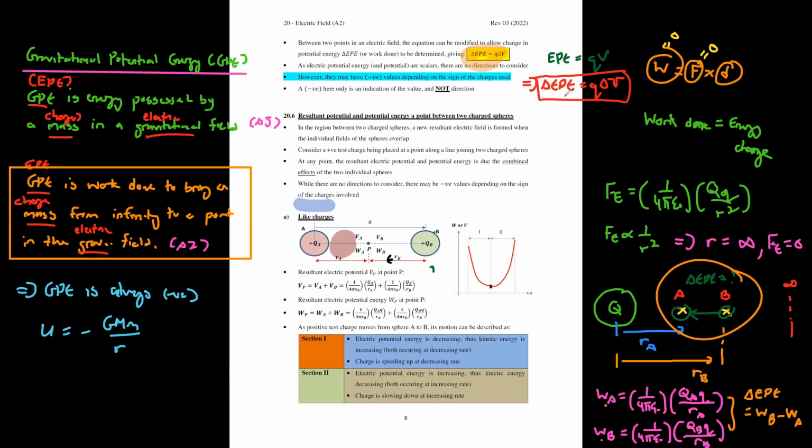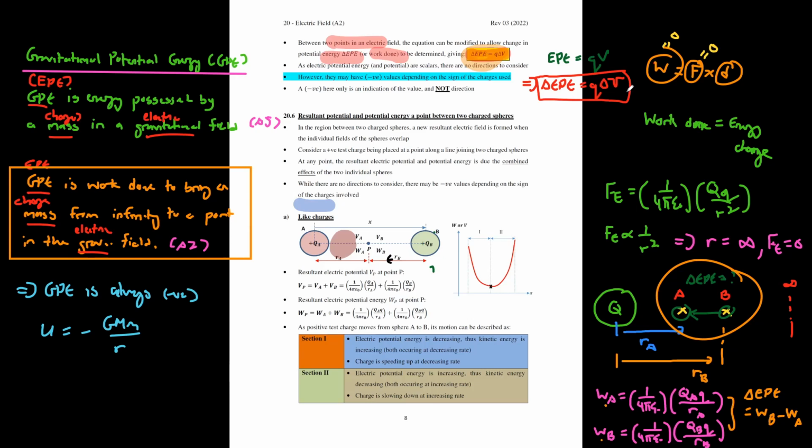Change in EPE between 2 points in an electric field is the charge times the difference in potential between the two same points. Okay, that's why here I can write this. Between 2 points in the electric field, your equation can be modified to allow change in potential energy or work done to be determined as this.